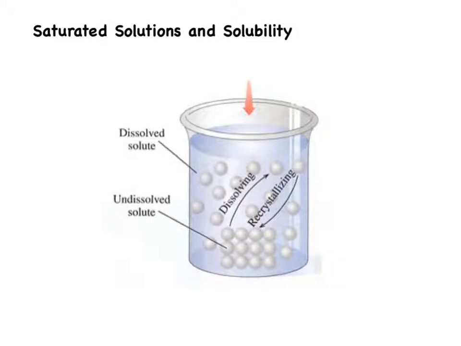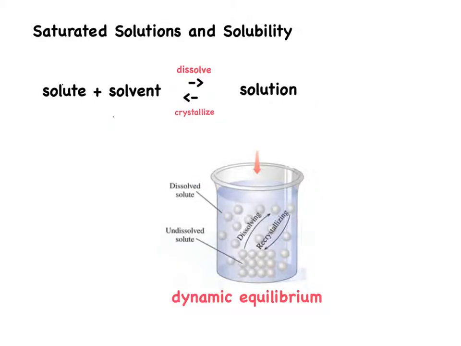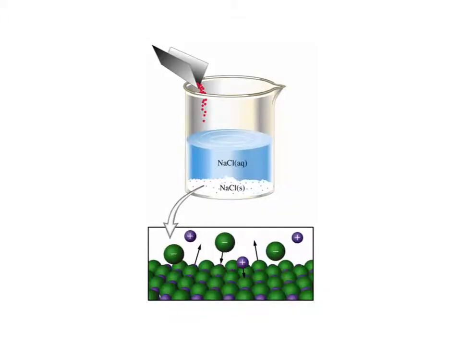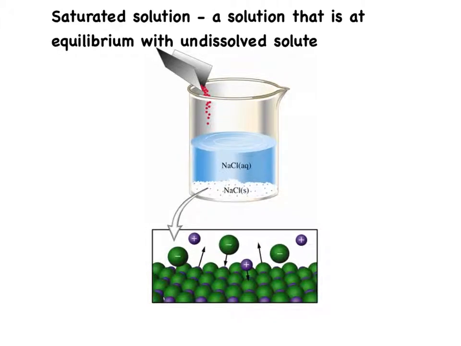If we keep adding solid to a liquid, eventually we'll reach the point where some of the dissolved solute recrystallizes and the solution reaches a dynamic equilibrium, where we have two opposing processes occurring at the same time, and at the same rate, as noted by the double arrow. A solution that's at equilibrium with its undissolved solute is said to be saturated. When a solution is saturated, you can add more solute, but it won't dissolve.